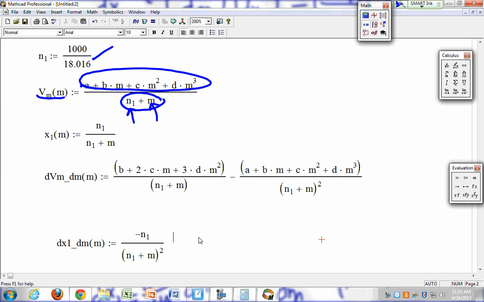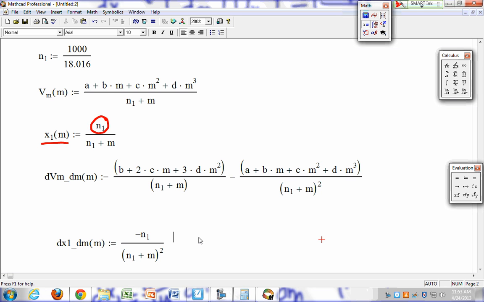The molality would be the number of moles of component 2, since we have 1,000 grams of component 1. So that's the molar volume as a function of molality. The mole fraction as a function of molality, as we said earlier, is moles of component 1, which is constant, 1,000, divided by the total number of moles, which is moles of component 1 plus the molality. So that's the mole fraction.